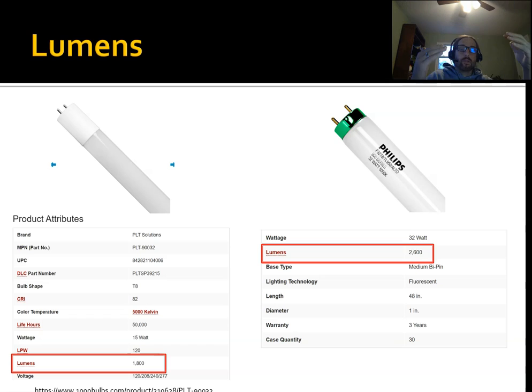Now you have reflectors and everything in the fixtures, but you do have to be a little bit careful, because even though it's a lower lumen output, it can actually appear just about as bright. But you do want to be careful and try to match up your lumen output as much as possible. Okay.